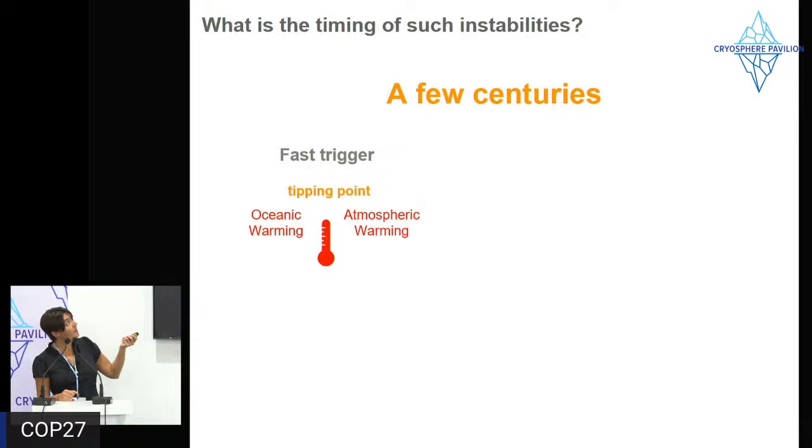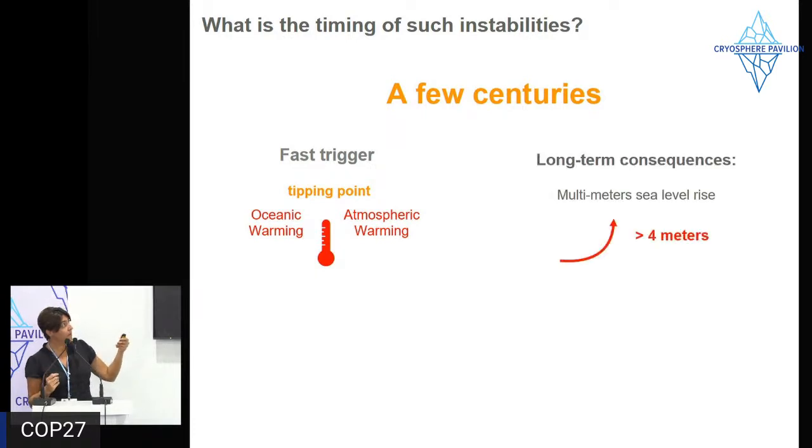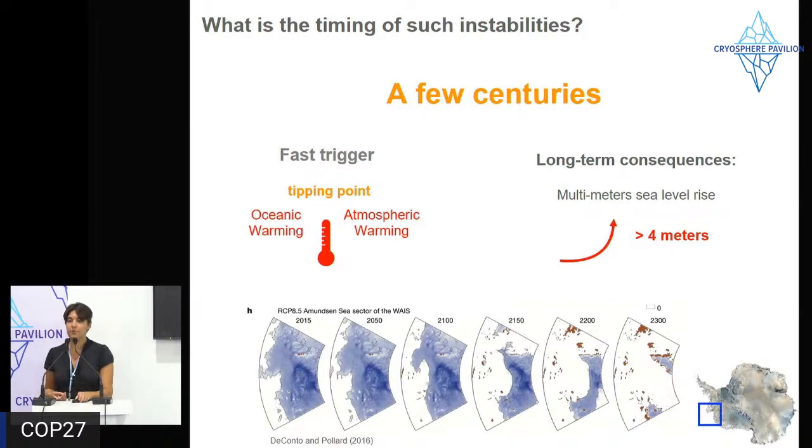What is the timing of such an instability? So about two to five centuries, okay? But the trigger is fast. As soon as we cross the threshold, which we are not sure about, we could have already crossed it or not, then it has, anyway, long-term consequences, because it's not that we disintegrate the entire West Antarctica in 10 years. It doesn't happen this way. It just happens in 2 to 3 centuries in the simulations, okay? This sector of West Antarctica causes a multimeter sea level rise in 2 to 3 centuries. So it means at least 1 meter and a half by the end of the 21st century.